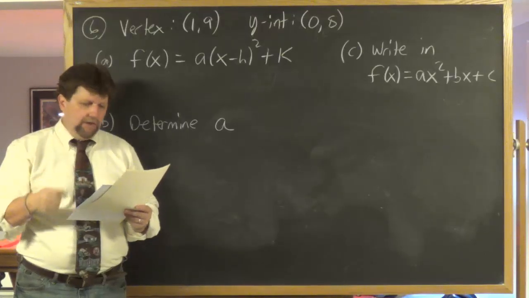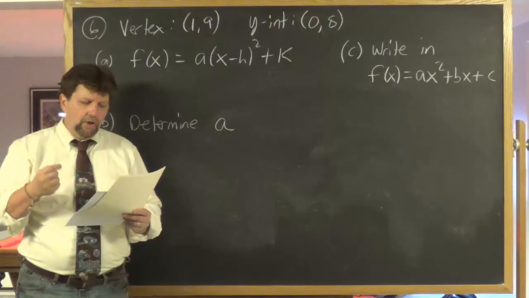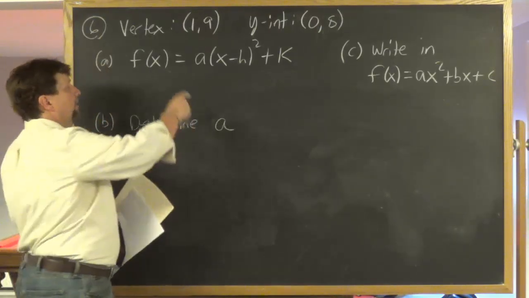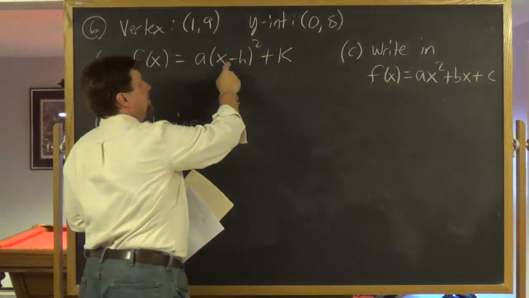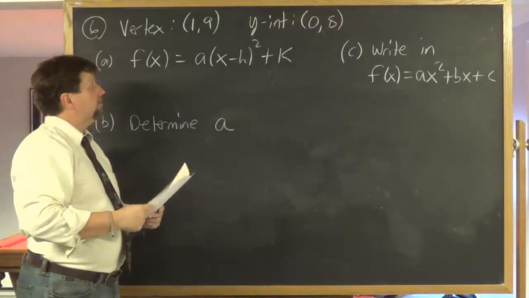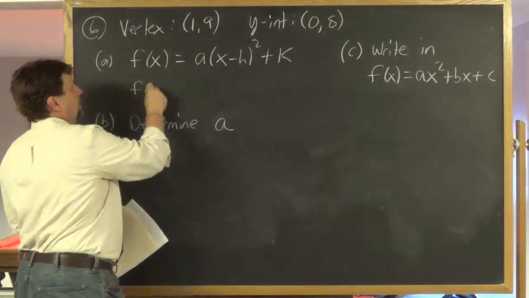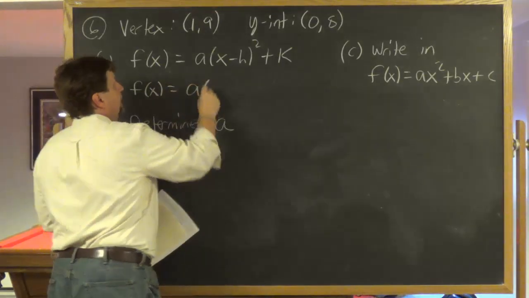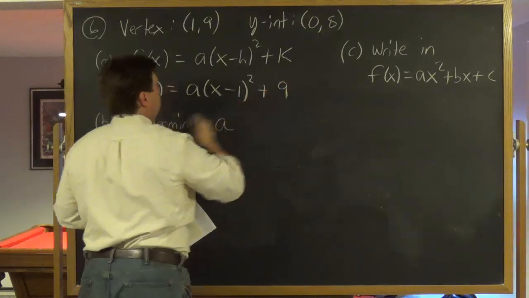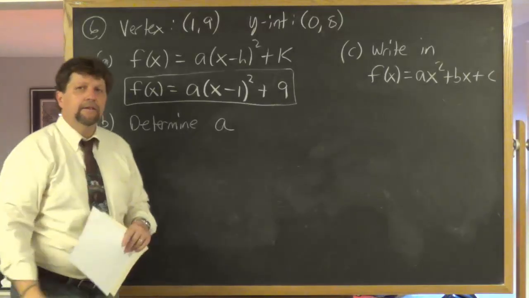All right, now let's see what I asked you to do in parts A, B, and C. In part A, I asked you to use the coordinates of the vertex to write the function in the form f of x equals a times x minus h quantity squared plus k. Well, that's a one-step problem. You get a times x minus 1 squared plus 9. That's it for part A.